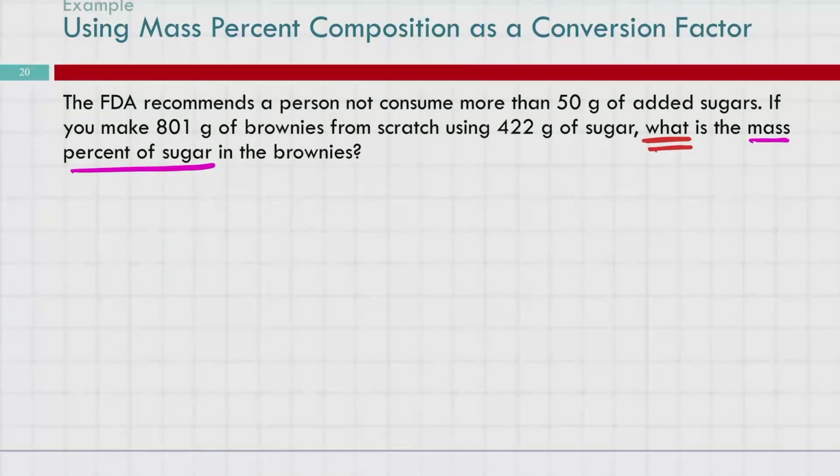So the thing we care about, sugar and brownies. This is probably not a calculation that you would be doing at home, but it can be useful for another calculation that we're going to do next.